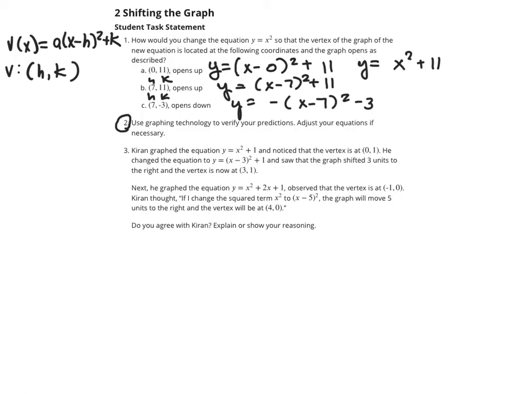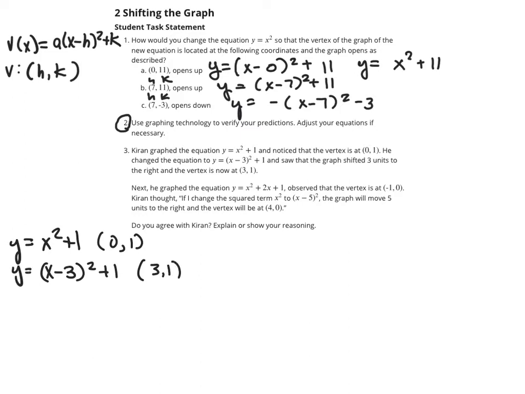That was a lot of words, wasn't it? So let's try to summarize what Kieran did. So first he graphed x squared plus 1, and the vertex was (0, 1). And then he graphed x minus 3 squared plus 1, and the vertex was (3, 1). That all makes perfect sense.